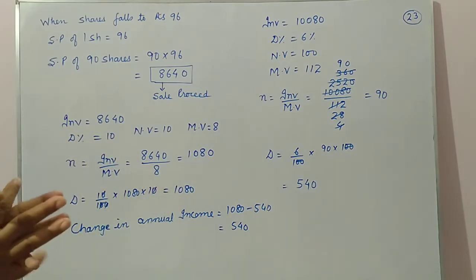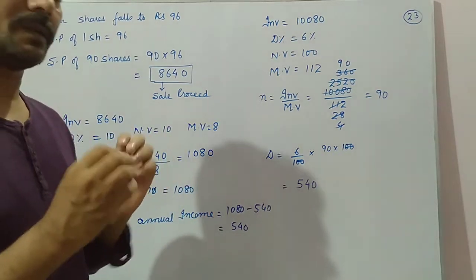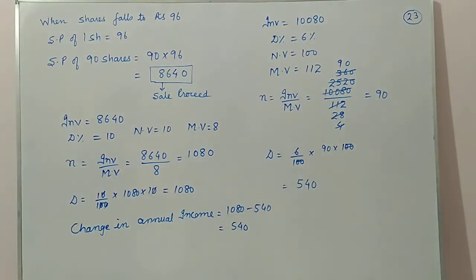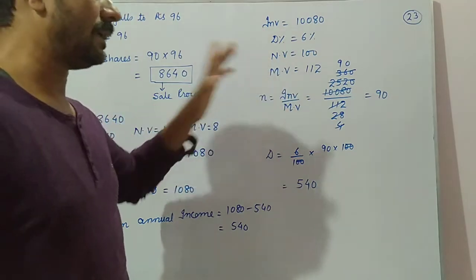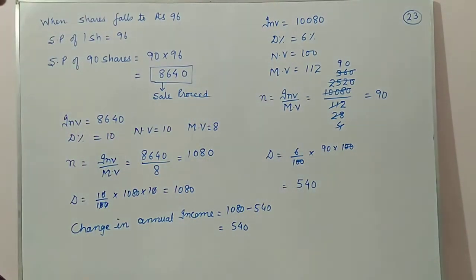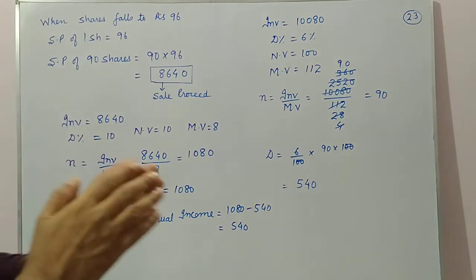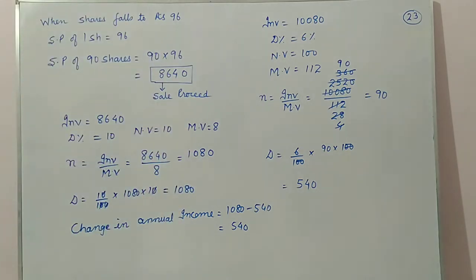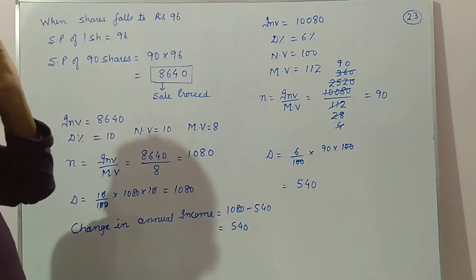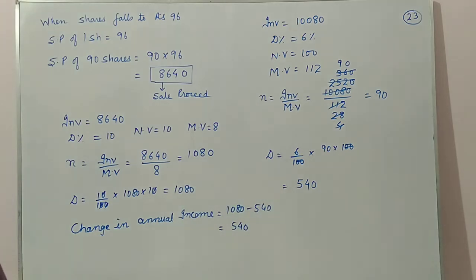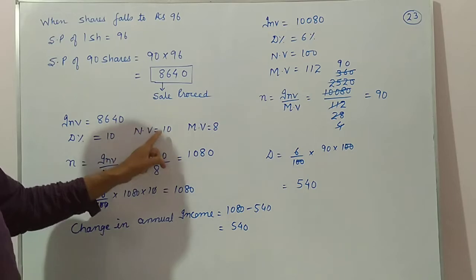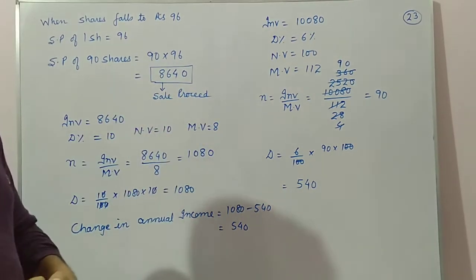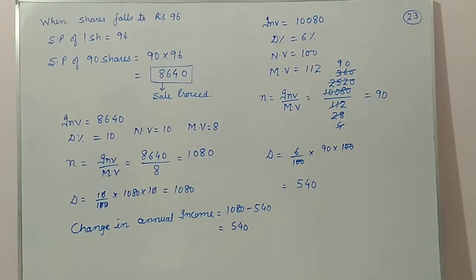In this case, it is given that a person invested 10,080 in 6% rupees 100 shares at 112. After that, when the price of the shares falls to rupees 96, he sells the shares and invests the proceeds in 10% rupees 10 shares at rupees 8. We have to find the change in his annual income.